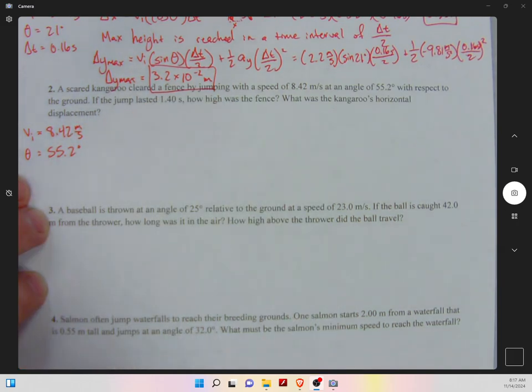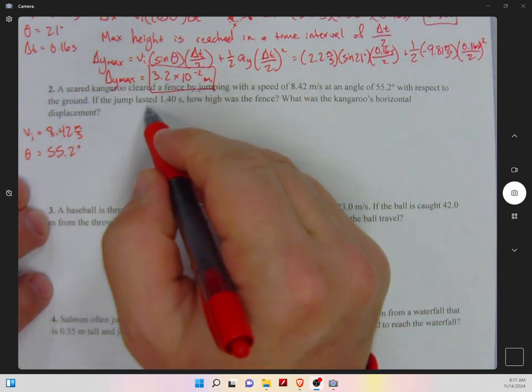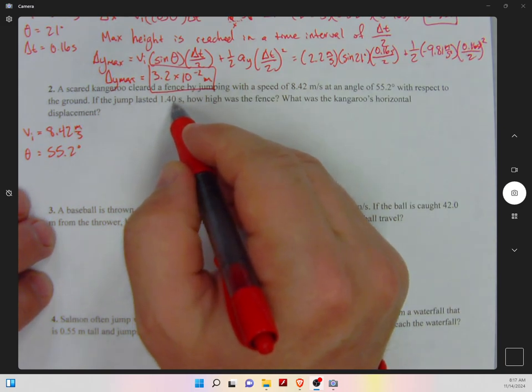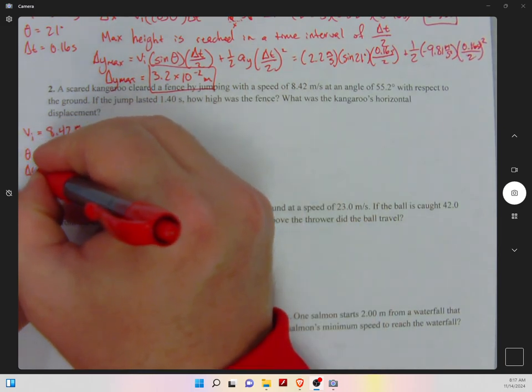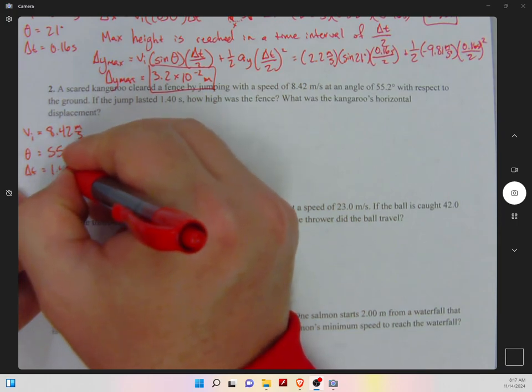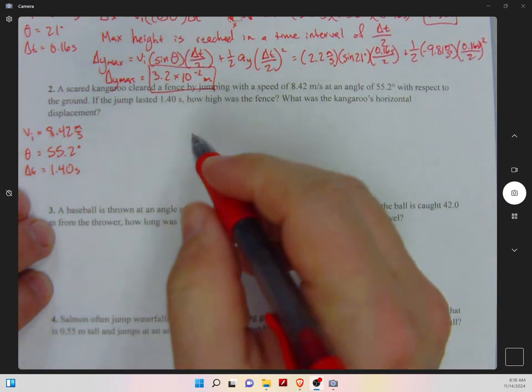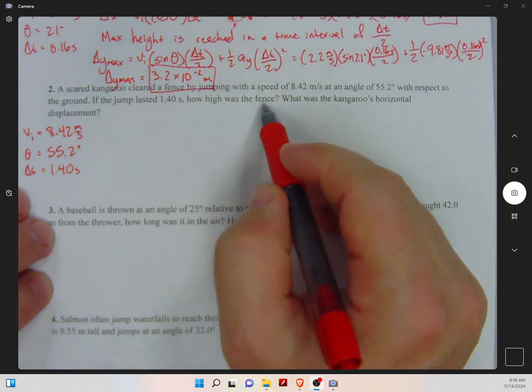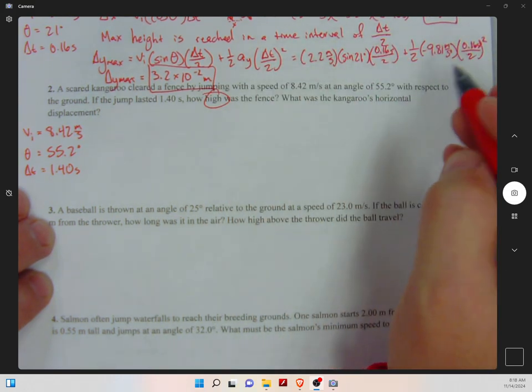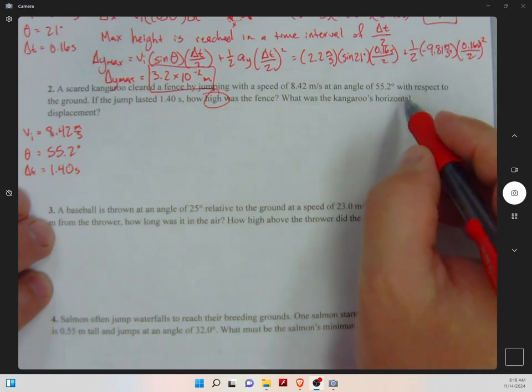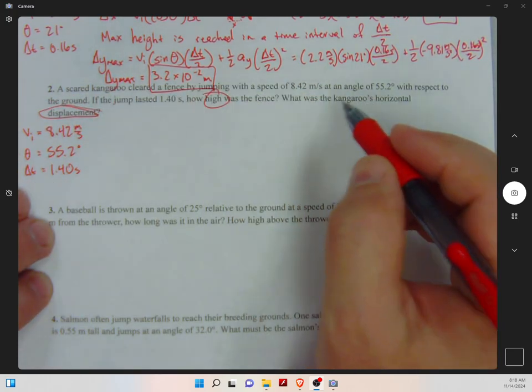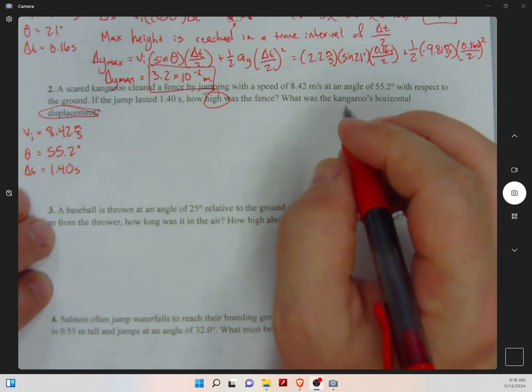If the jump lasted 1.40 seconds, how high was the fence? And then what was the kangaroo's horizontal displacement? All right, so again, we have a two-parter here.